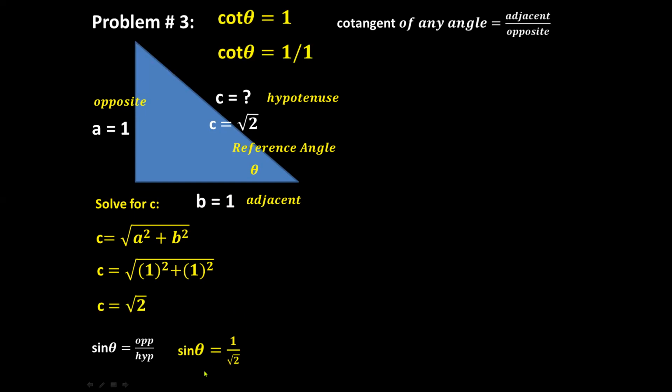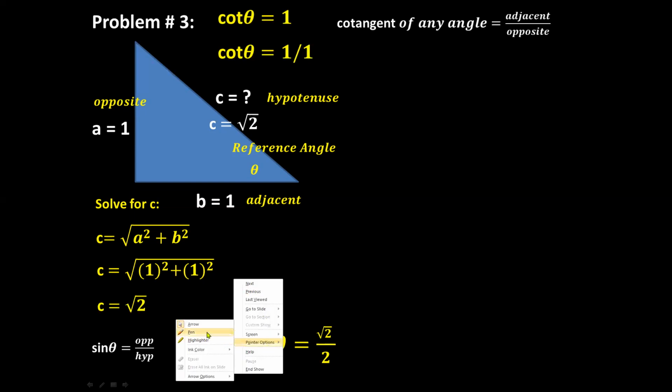So we have to rationalize the denominator. Same kanina. So dahil ang denominator is square root of 2, kailangan nating i-multiply ang both numerator and denominator by square root of 2. That is why sine theta is equal to square root of 2 over 2. Now what if this is square root of 3, no? Yung denominator natin.